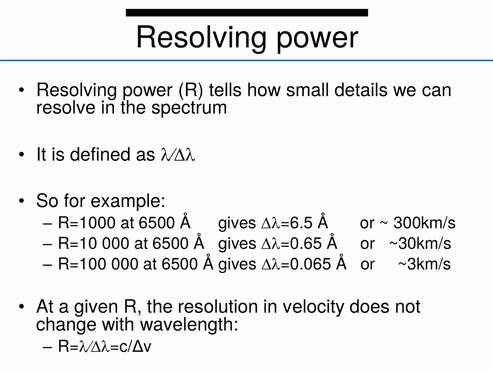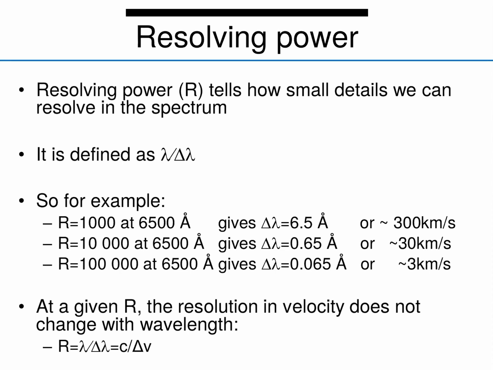So we talk about resolving power, which tells how small details you can actually resolve in the spectrum. It's defined by lambda over delta lambda. So delta lambda is the small step you can see. So R tells you how small details you can see. If you have R of 1000, and here I have angstroms, so 6,500 angstroms, then your delta lambda, the resolution at which you would see the spectrum, is 6.5 angstroms. And correspondingly, if you go to R of 100,000, that gives you 0.065 angstroms. So you start to see smaller and smaller details.